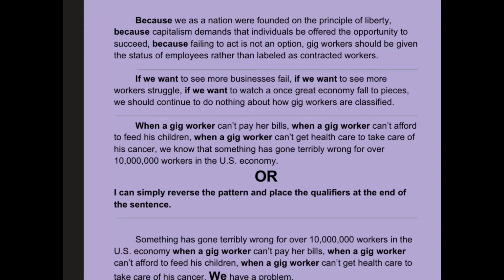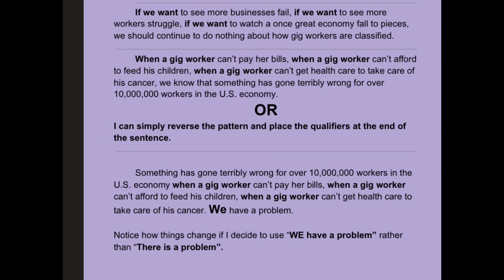Now, I can reverse the order of this and put those statements, those becauses, those ifs, and those whens at the end of the sentence if I prefer. All right, and that would look something like this if I were taking this last sentence and rewriting it. I'm going to reverse the order, change a little bit of the wording to make it fit. Something has gone terribly wrong for over 10 million workers in the U.S. economy. When a gig worker can't pay her bills, when a gig worker can't afford to feed his children, when a gig worker can't get health care to take care of his cancer, we have a problem. So I've used that short sentence at the end as a punctuation mark for this opening.